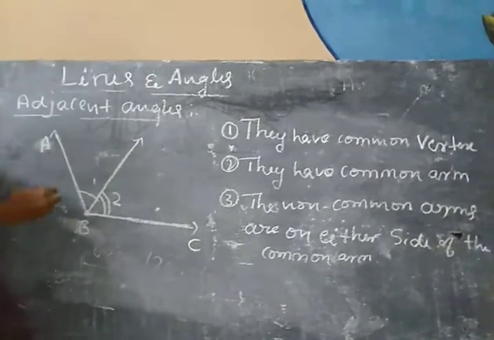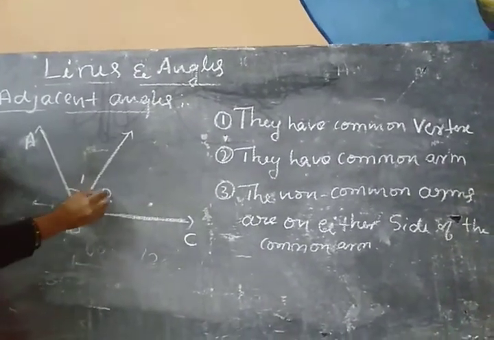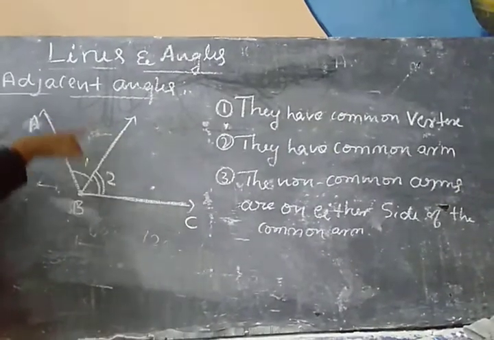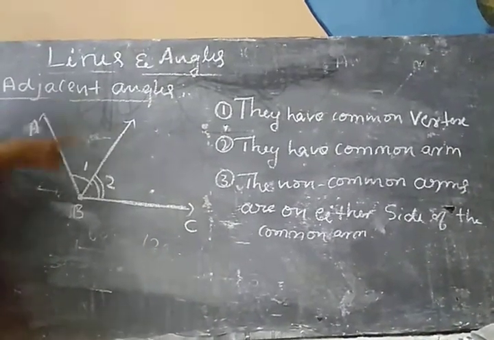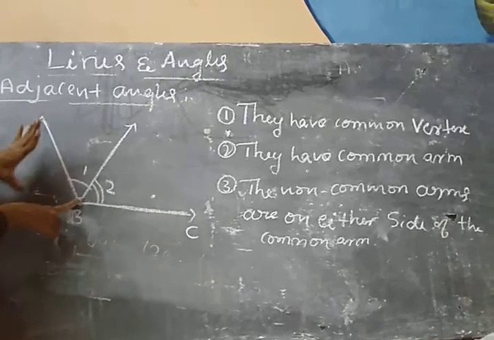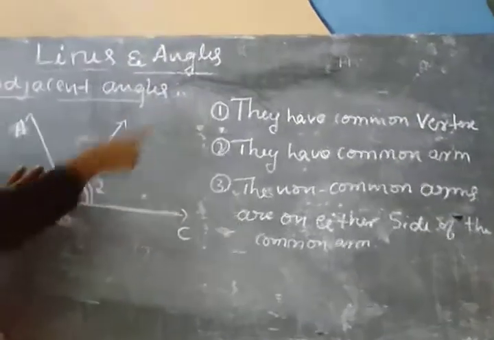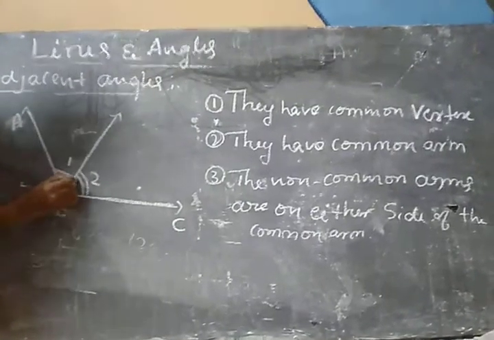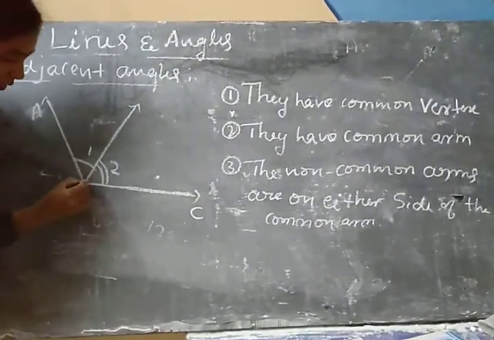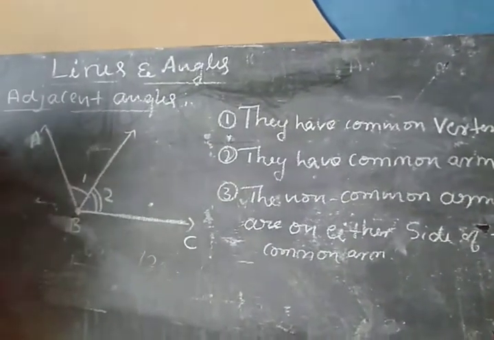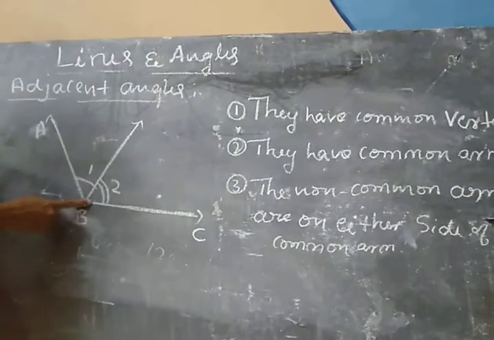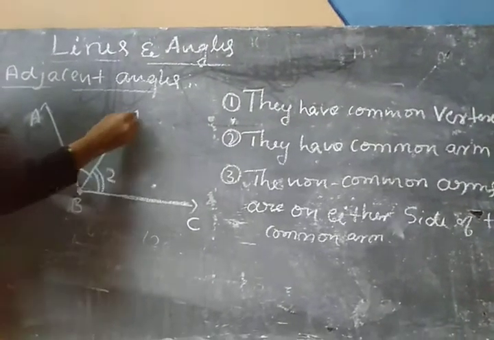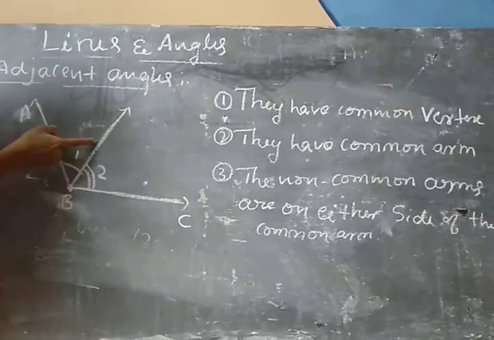Okay. So here the angle is 1 and here the angle is 2. Now if you say angles 1 and 2 are adjacent angles, they should follow some conditions. The condition is they have a common vertex. See here, these angles have a common vertex, that is B. Okay, and they have a common arm. So see this angle and this angle have a common arm, that is this one.